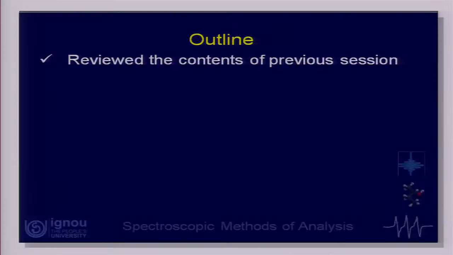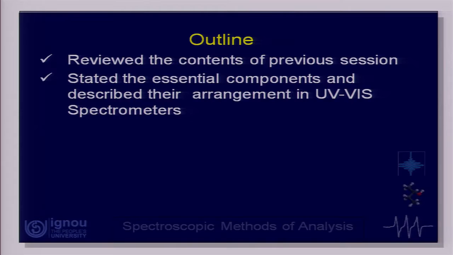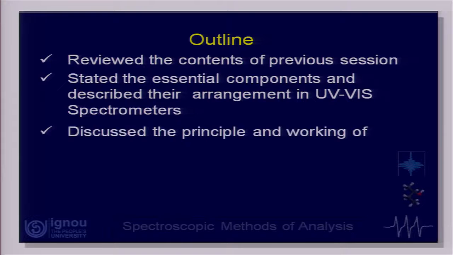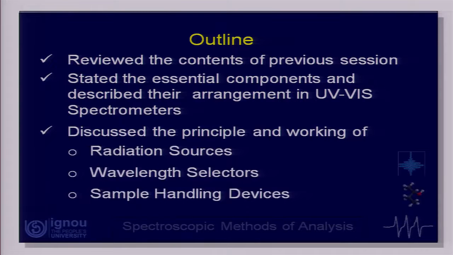Okay. Now, let us sum up what we have done today. We basically started by reviewing the contents of the previous session. Thereafter, we stated the essential components of a UV visible spectrometer and described their arrangement in the spectrometer. Then we picked up the principle and working of 3 essential components, and they happen to be the radiation sources, the wavelength selectors and sample handling devices.